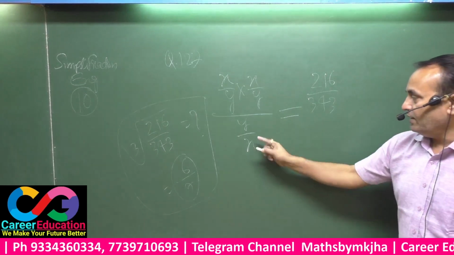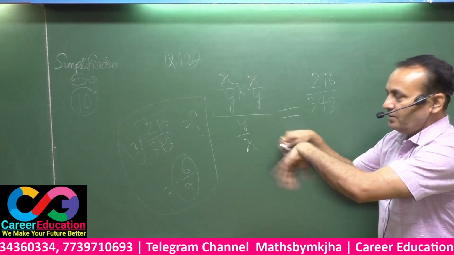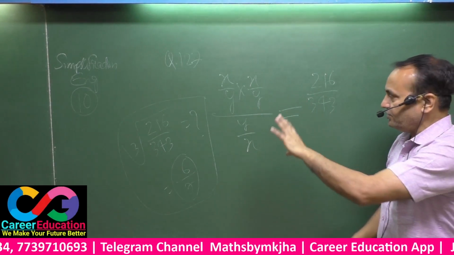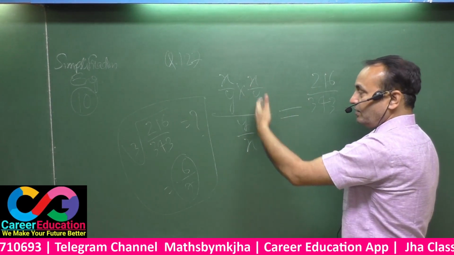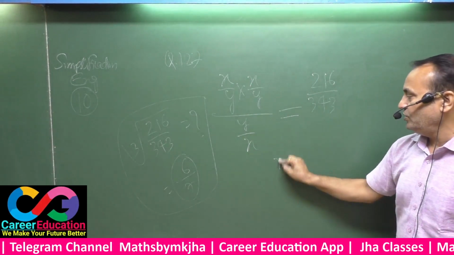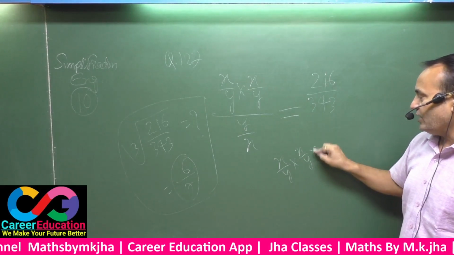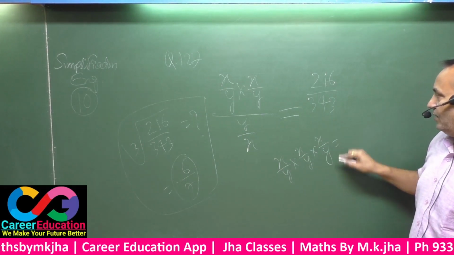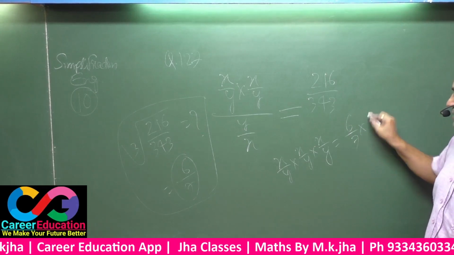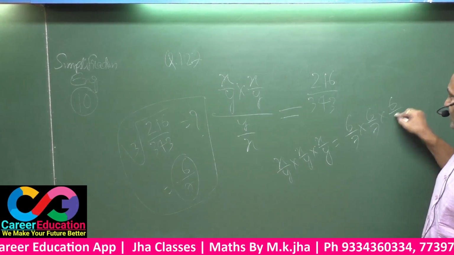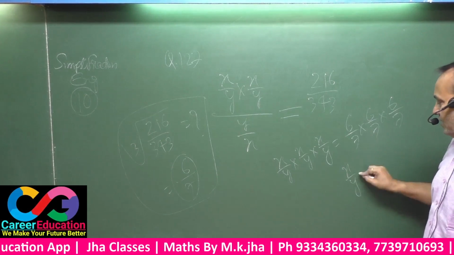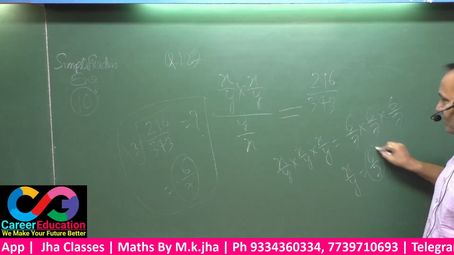Now see here, this will be just reverted. That means in that case, you are getting x by y into x by y into x by y. And this is 6 by 7, 6 by 7, 6 by 7. That means x by y equals 6 by 7. Be noted.